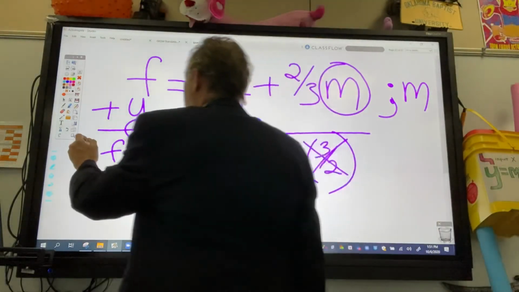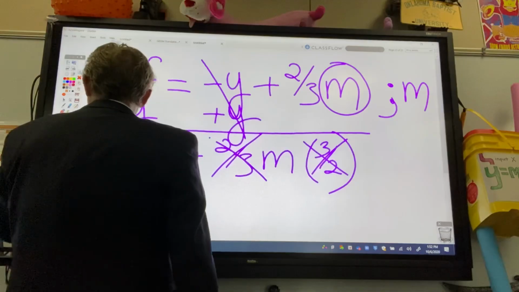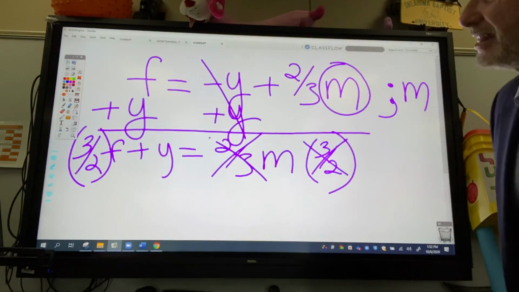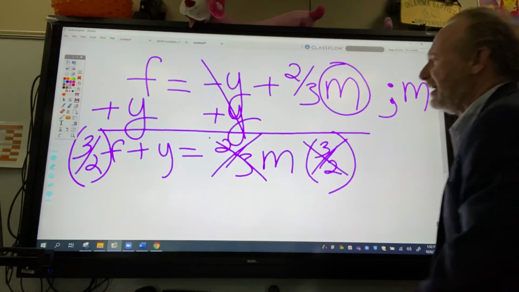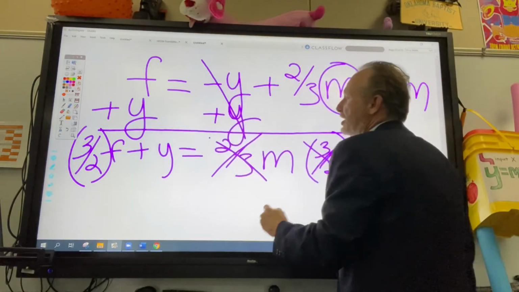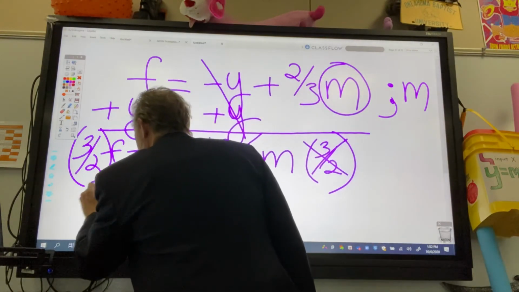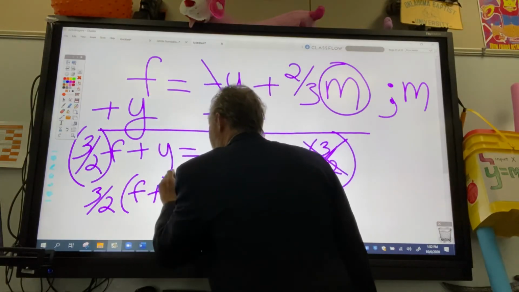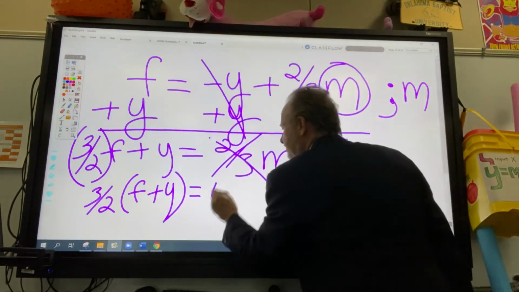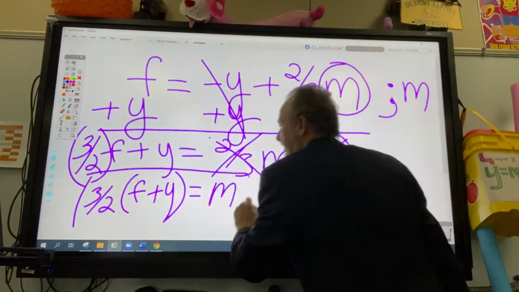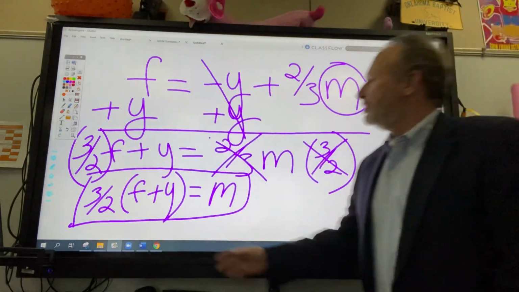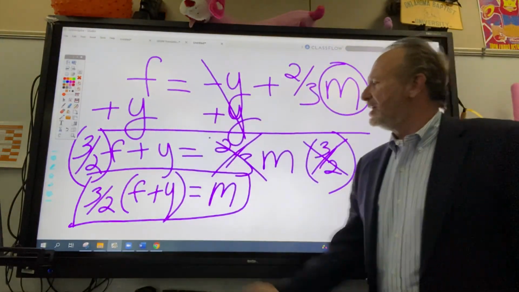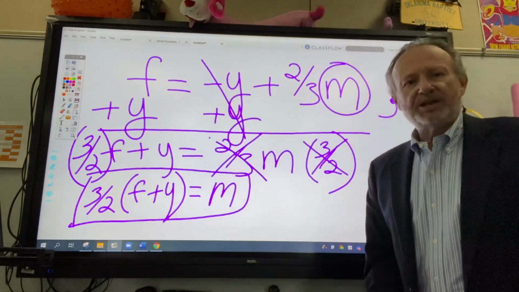And remember, what you do on one side, you got to do on the other. I got to multiply by 3/2. But how am I going to make that 3/2 multiply f minus y? Well, that means I'm going to turn this into a distributive problem. 3/2 parentheses times f minus y equals, what do I have left? m. Boom, bada bing. See, what did I do? I just turned it into a distributive property because I got an f and a y. 3/2 times f minus y.